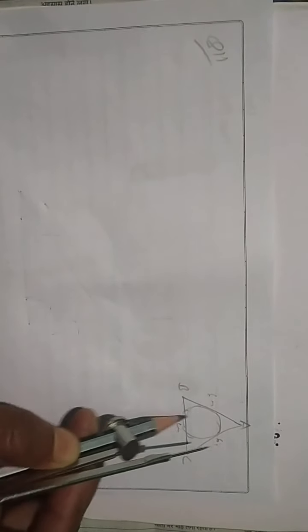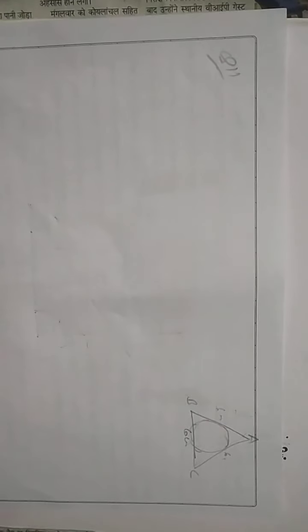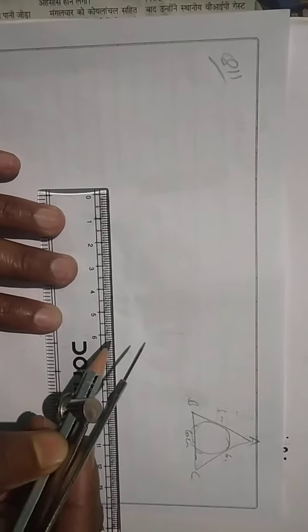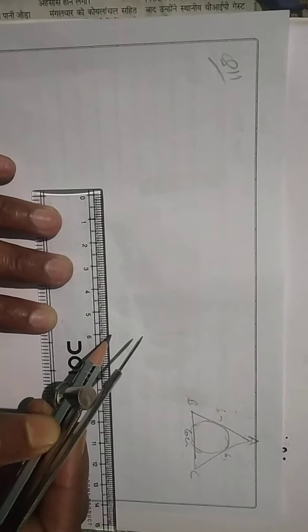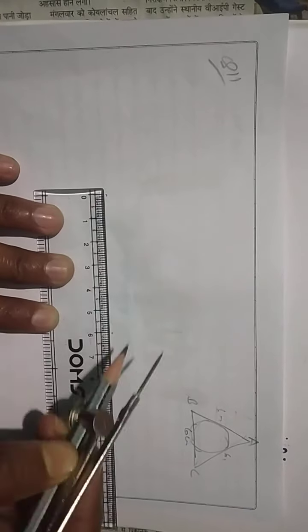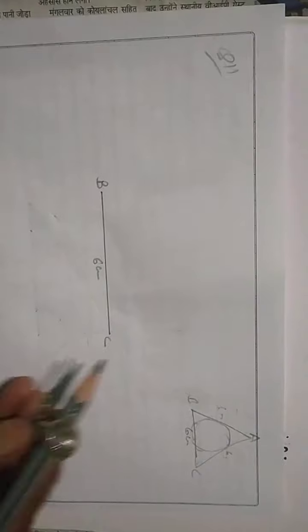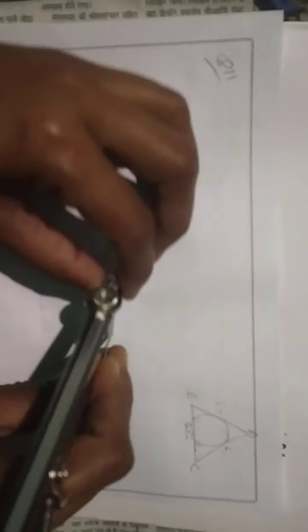BC side is 6 cm. AC, AB, all the sides are 6 cm. So first understand it. Draw the equilateral triangle properly. Take the length 6 cm. Write its name BC. It is 6 cm. And we have to draw all the sides 6 cm.